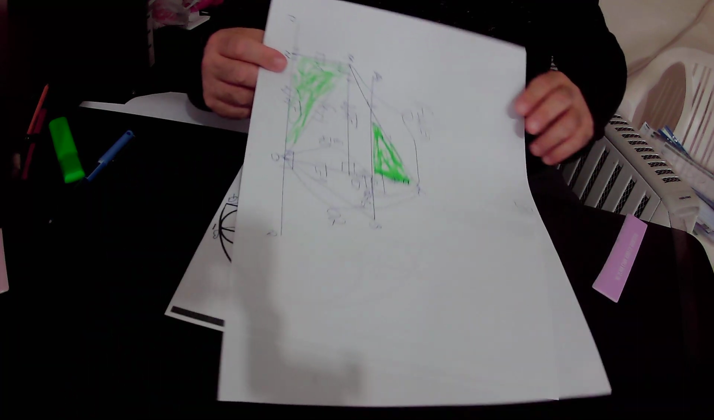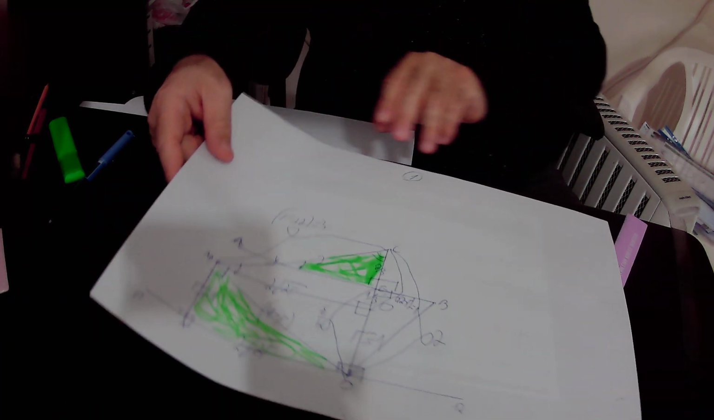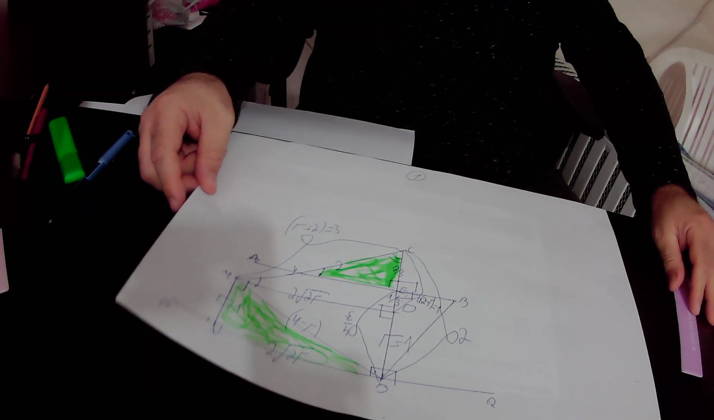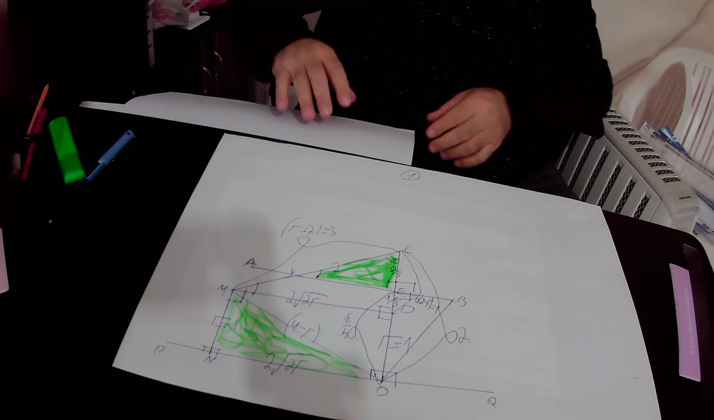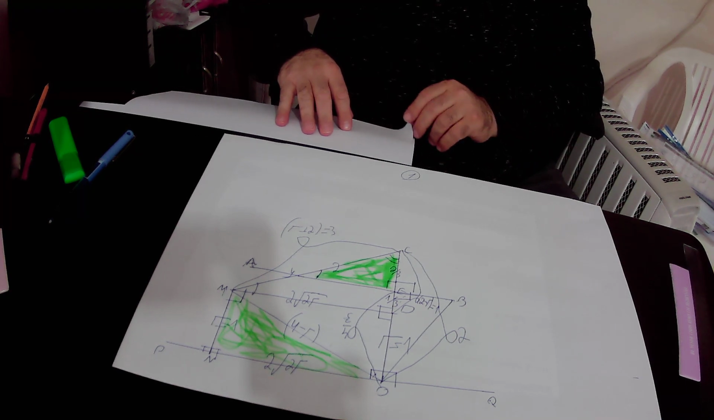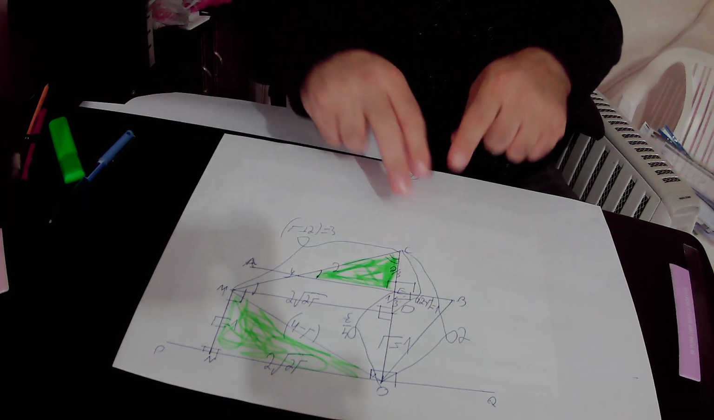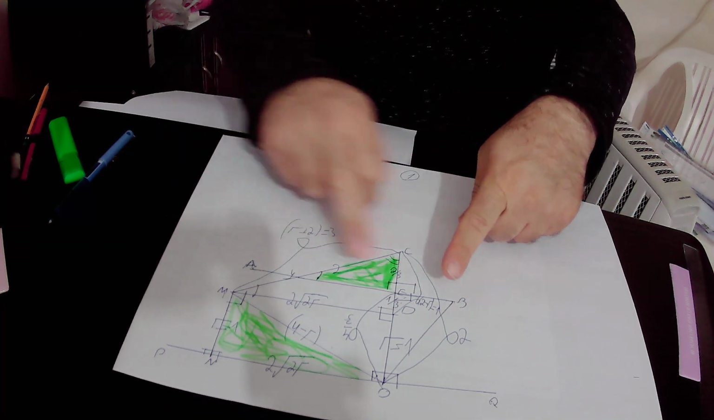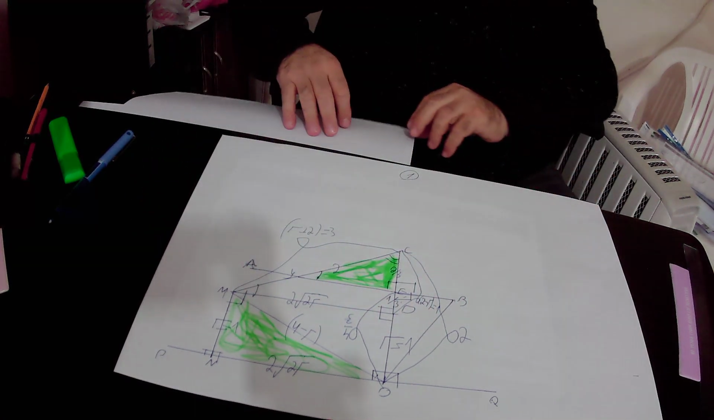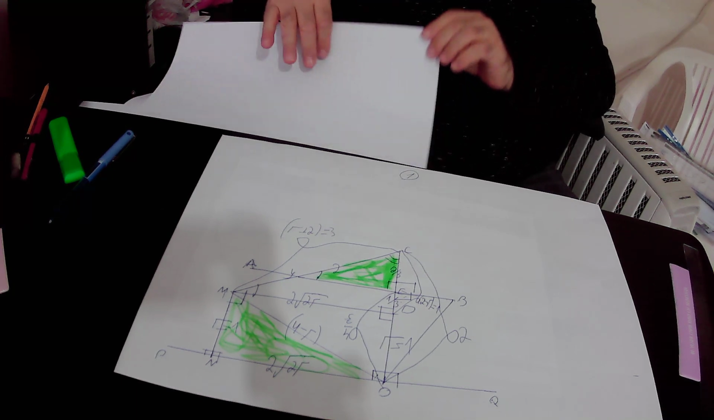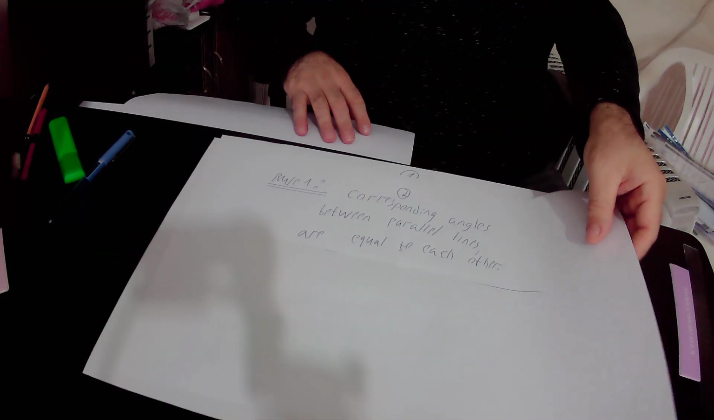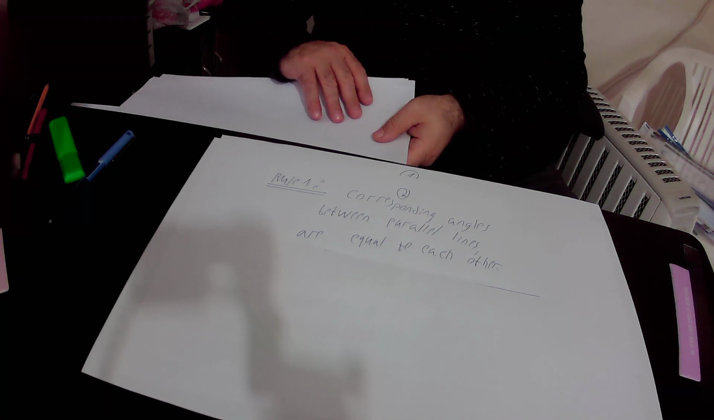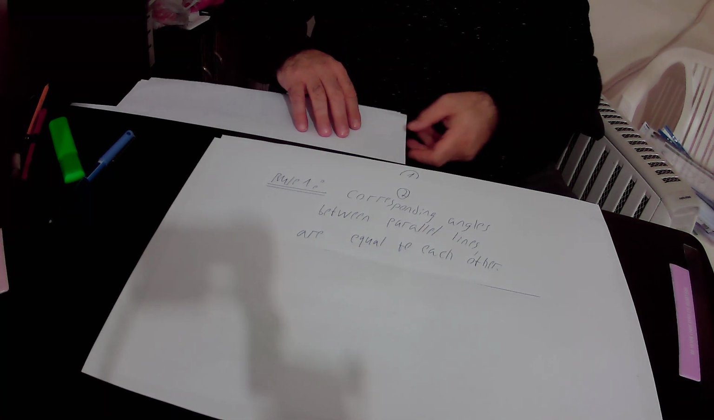Okay, here is the new drawing, and I presented to you, well, we know that AB is parallel to PQ. AB is parallel to PQ. And then I presented to you rule number 1. According to rule number 1, corresponding angles between parallel lines are equal to each other.